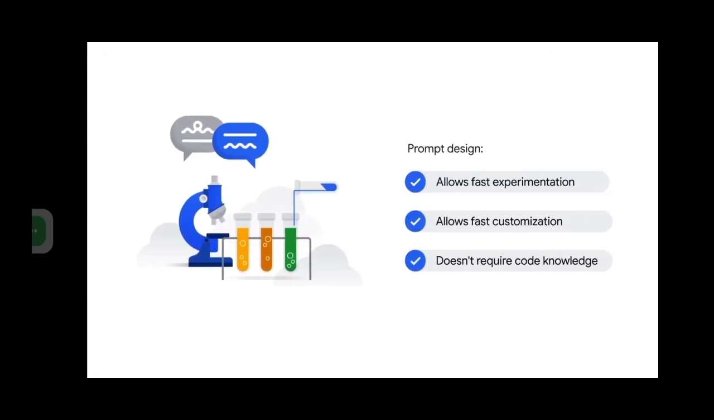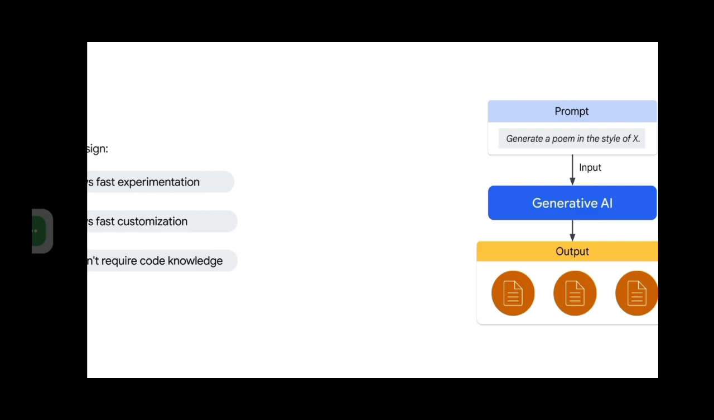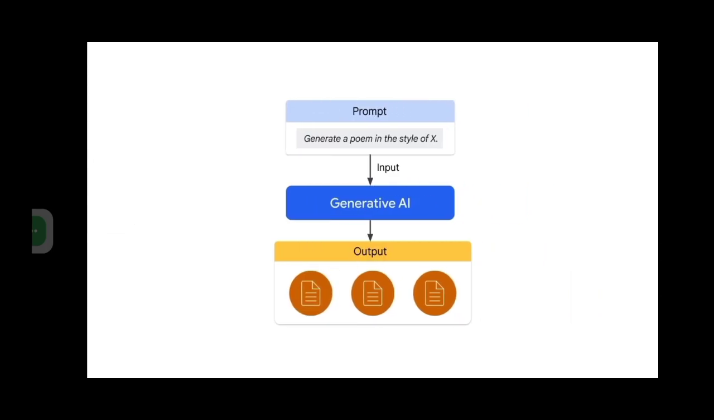Prompt design allows for fast experimentation and customization. And because you're not writing any complicated code, you don't need to be an ML expert to get started. But producing prompts can be tricky. Small changes in wording or word order can affect the model results in ways that aren't totally predictable, and you can't really fit all that many examples into a prompt.